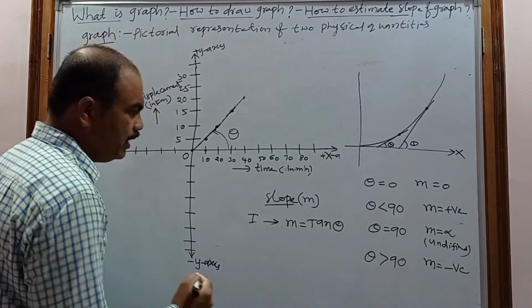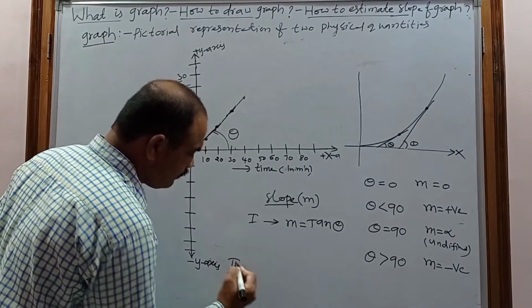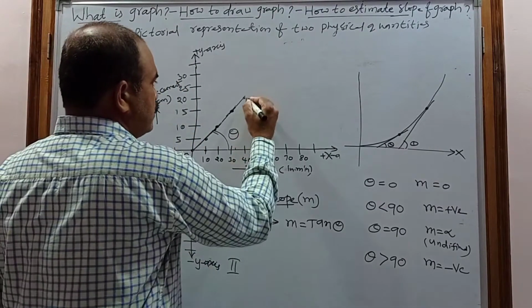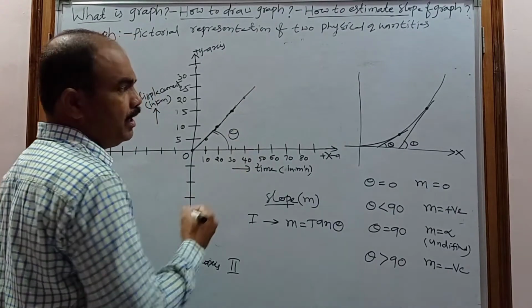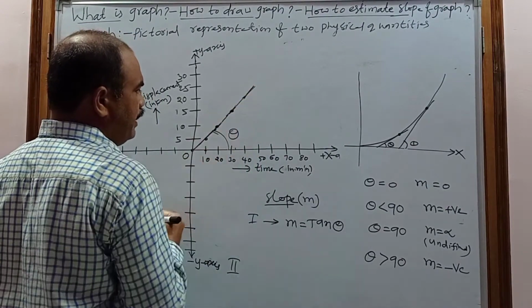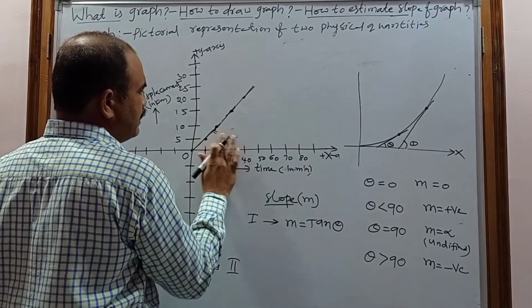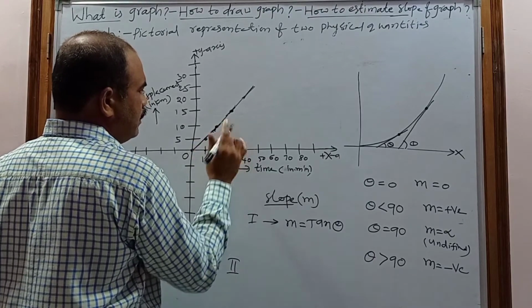Now come to the second method. To find the slope of the graph or the line, the second method is to select 2 points.